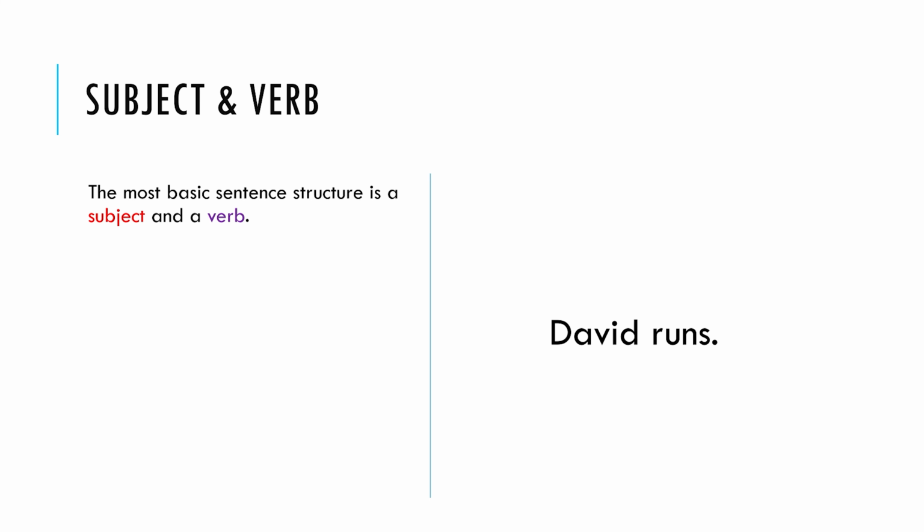All right. The most basic sentence structure, that is, you come up with the most basic sentence you can come up with in the English language, you've got to have a subject and a verb. If you have a subject and you have a verb, you have a sentence. Let me give you an example. Let's say I have a sentence like David runs. That's as simple as it gets. David runs. Well, the subject is the thing that the sentence is talking about. All right. In this case, in this simple sentence, David runs, David is the subject of the sentence.